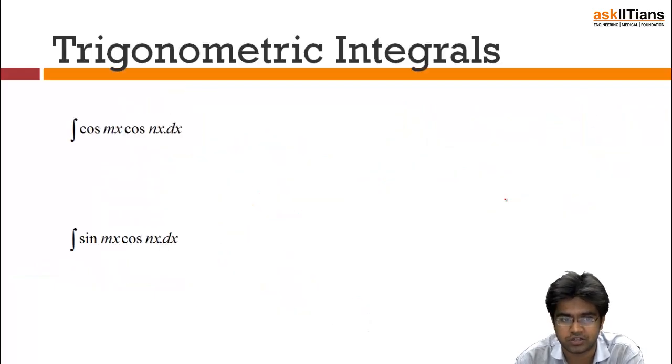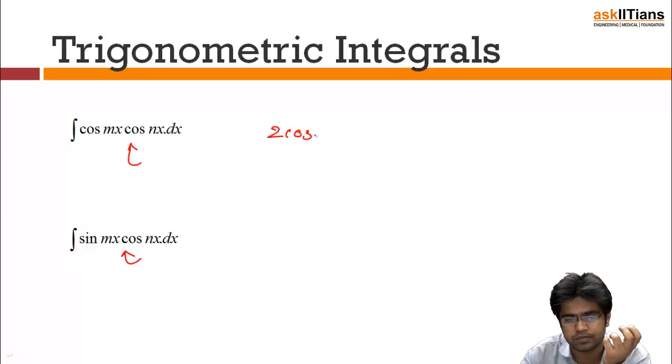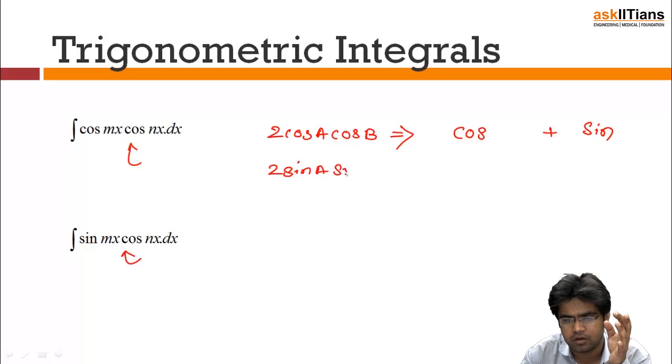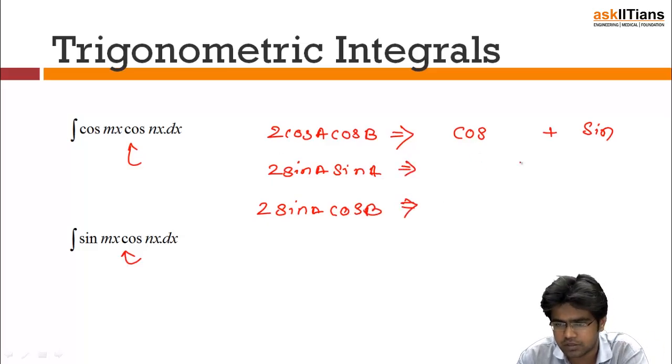Let's move to the trigonometric integrals. Suppose that you have an integral like this, so cos mx and cos nx, or sin mx and cos nx. The first thing to do here is to apply the formula of 2 cos a cos b. It will be in terms of cos and sine, all these formulas: 2 cos a cos b, 2 sin a sin b, and 2 sin a cos b. If there is no 2, you can multiply and divide. All these three integrals will reduce to a single term of sine and a single term of cos.